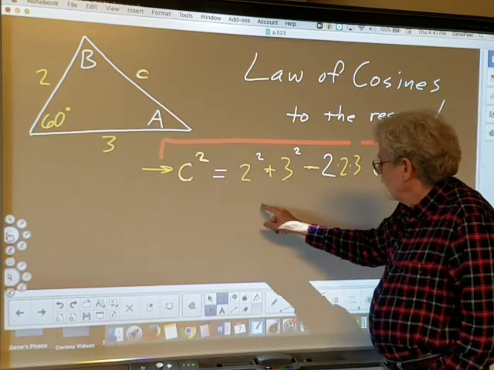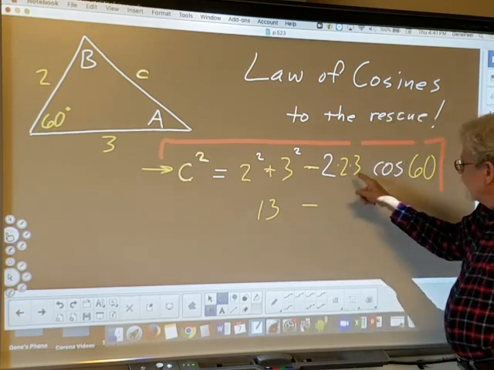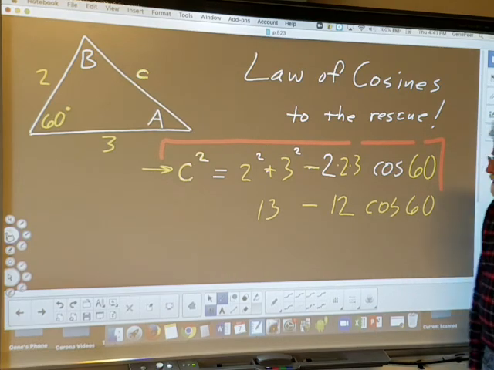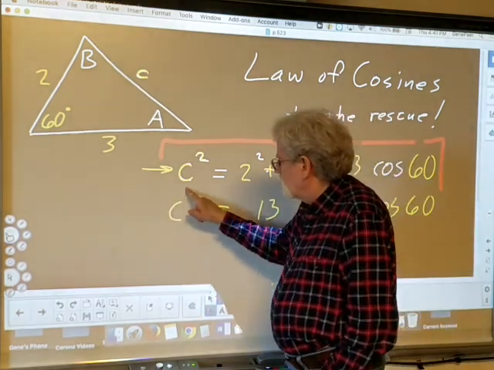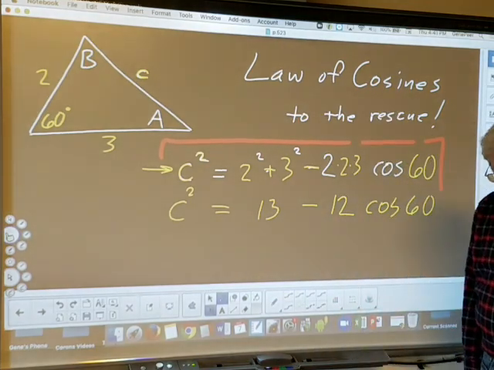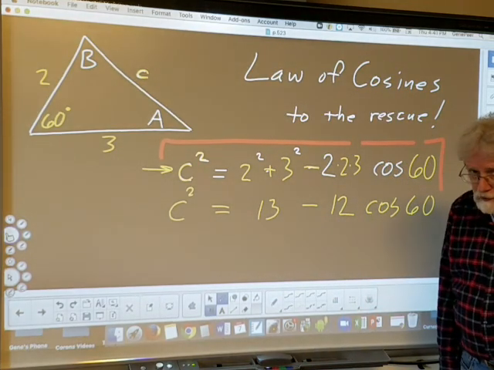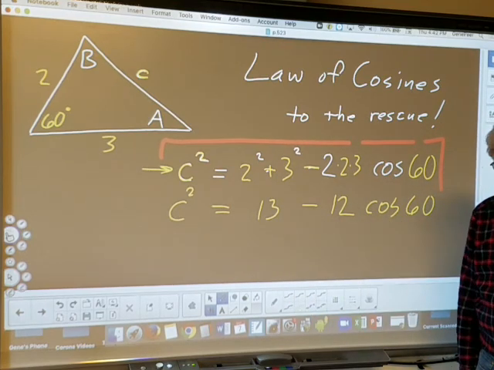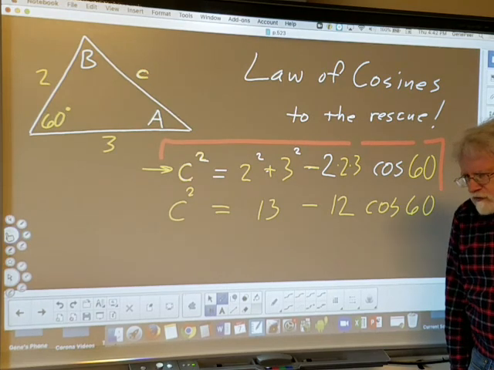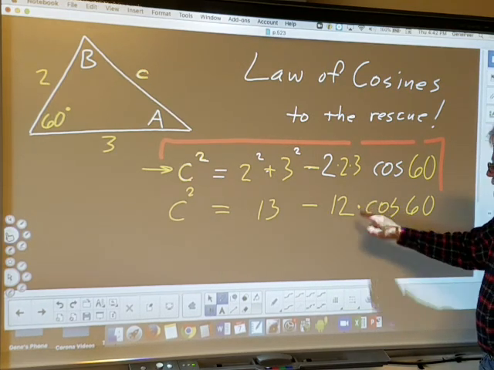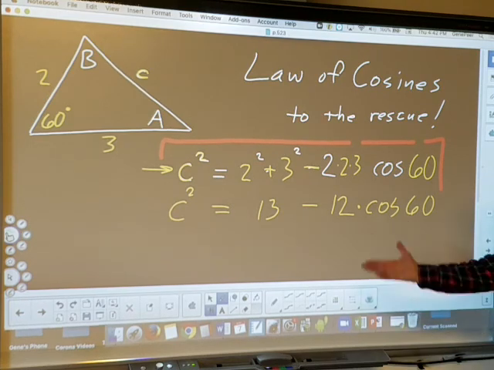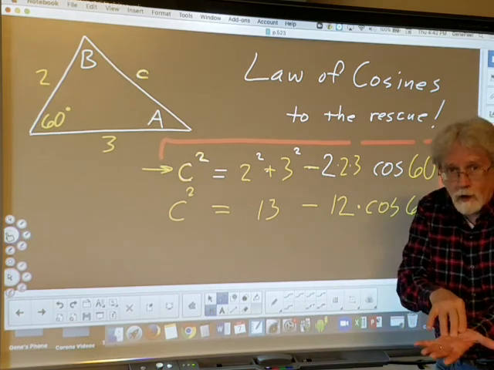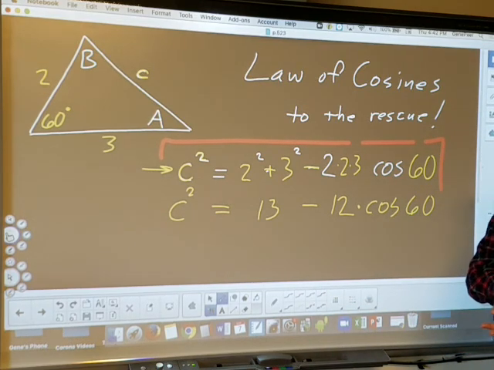We've got 4 plus 9, that's going to be 13. Minus 4 times 3 is minus 12. Cosine of 60. Now, one mistake you must not fall into because you guys are no longer in pre-algebra. You're not even in algebra 1. Okay, folks? You do not subtract 13 minus 12. Don't forget your order of operations, I beg you. You must do the multiplication first. Now you can put in your calculator 13 minus 12 times cosine 60 because the calculator knows the order of operations and it will do it correctly.